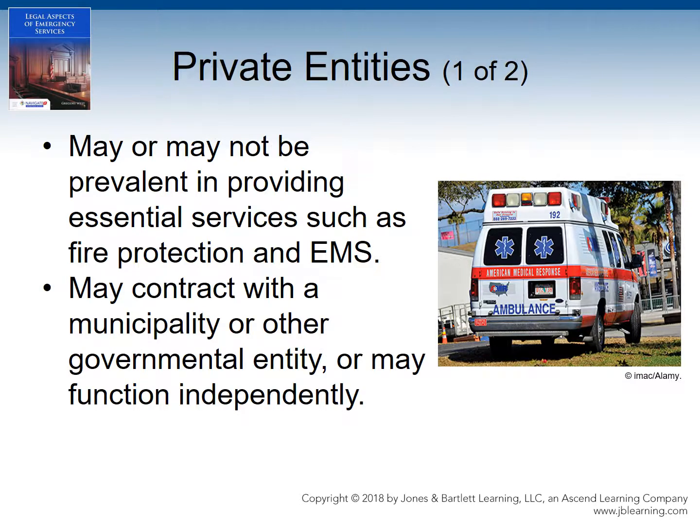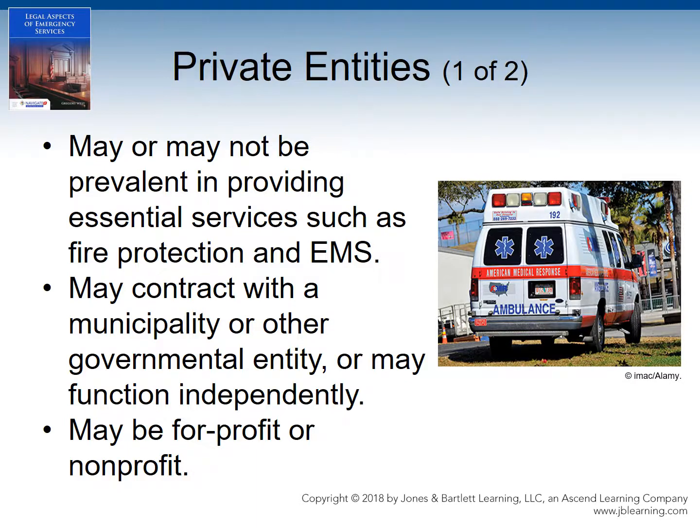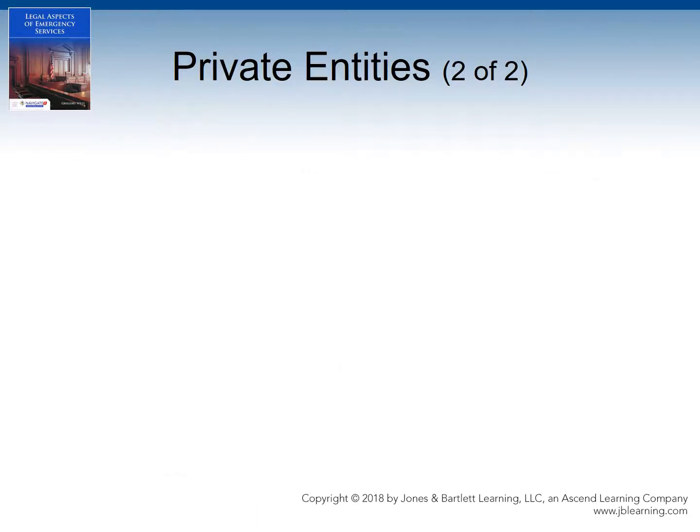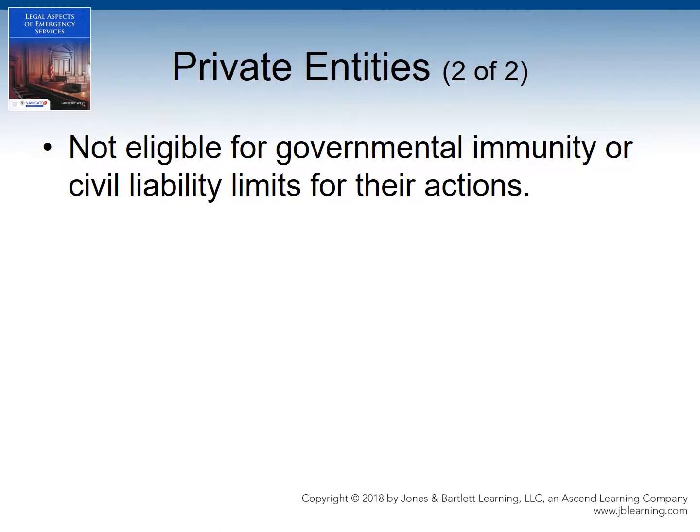It is not unusual for private emergency service entities to contract with a municipality or other governmental entity to provide services, although it is also possible in some areas for them to function independently. These private entities may be either for-profit or nonprofit. Unless created under a specific state law that addresses it, private legal entities, even if providing emergency services, are not eligible for governmental immunity, nor do they fall under civil liability limits that commonly apply to governmental agencies and entities.